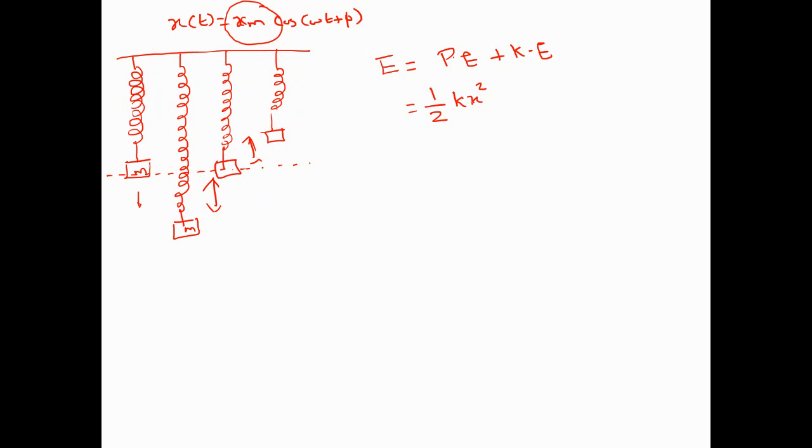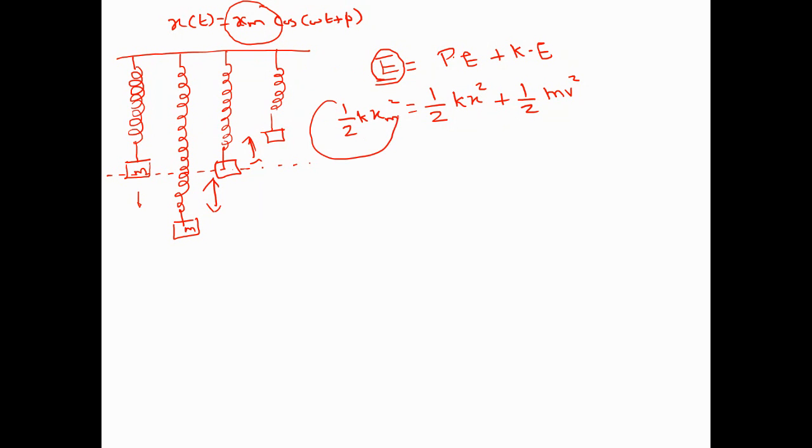What is the formula for kinetic energy? Half m v squared. Am I right? And what is the formula for the total energy? Your energy formula is also related to the amplitude, which is half k amplitude squared. So please keep this information in your mind.